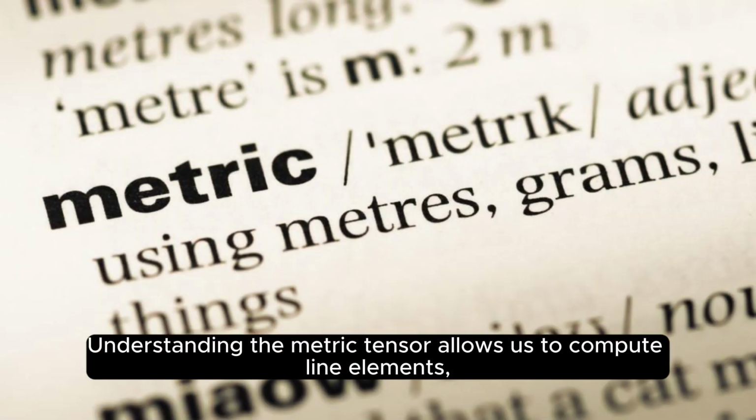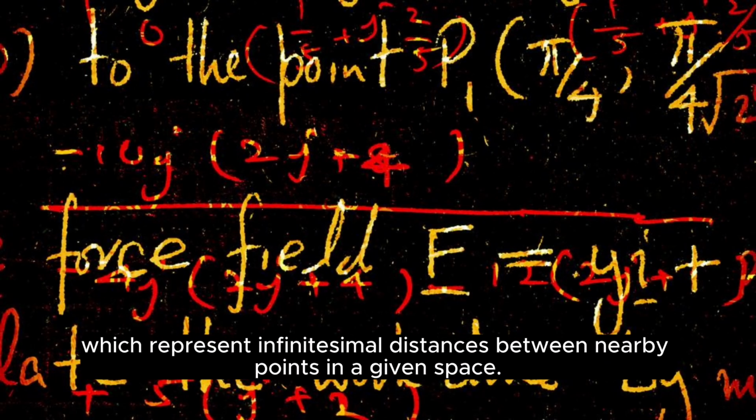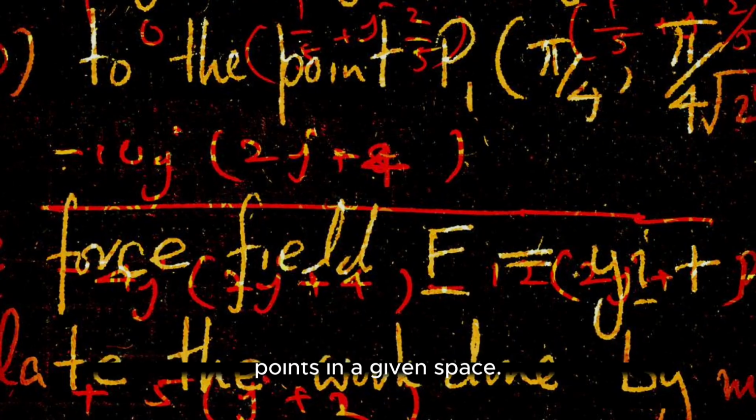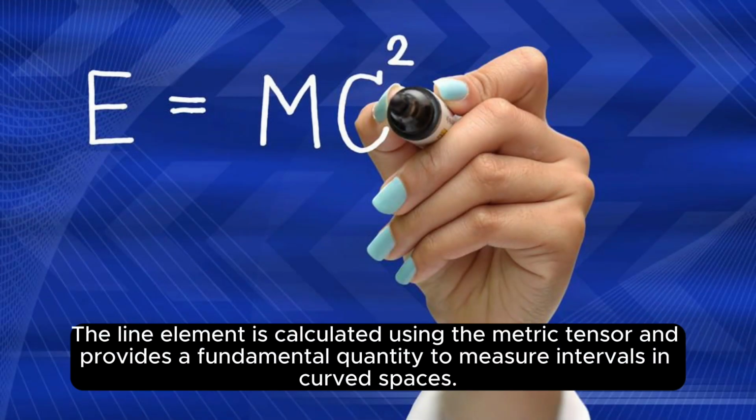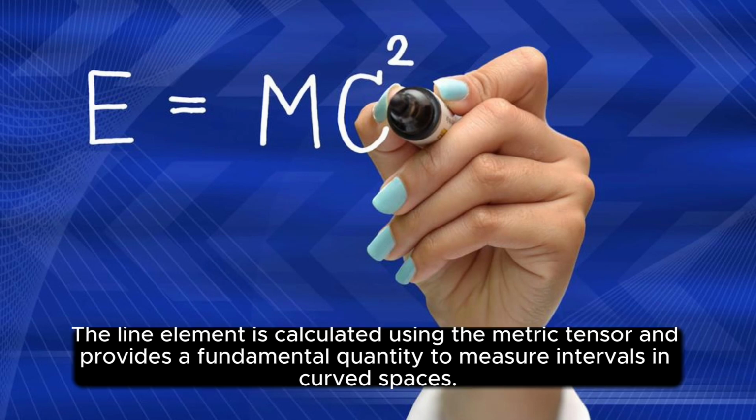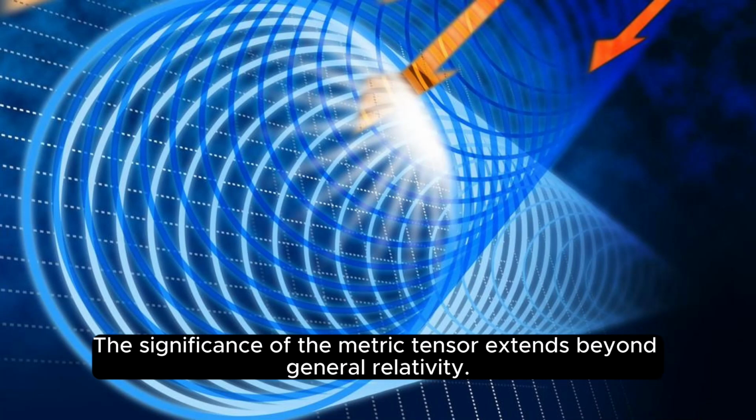Understanding the metric tensor allows us to compute line elements, which represent infinitesimal distances between nearby points in a given space. The line element is calculated using the metric tensor and provides a fundamental quantity to measure intervals in curved spaces. The significance of the metric tensor extends beyond general relativity.